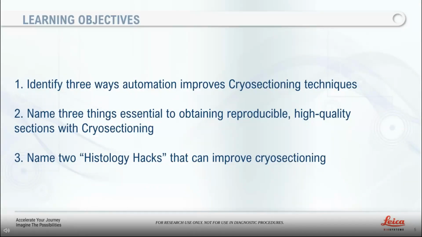During this session, we will be covering the following learning objectives. You will be able to identify three ways automation improves cryosectioning techniques. You will be able to name three things essential to obtain reproducible, high-quality sections with cryosectioning. And you will be able to name two histology hacks that can improve cryosectioning.